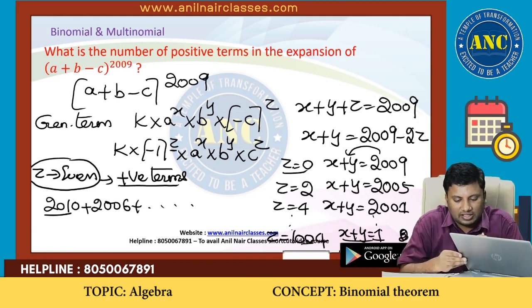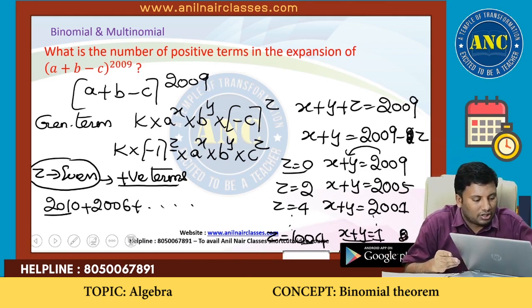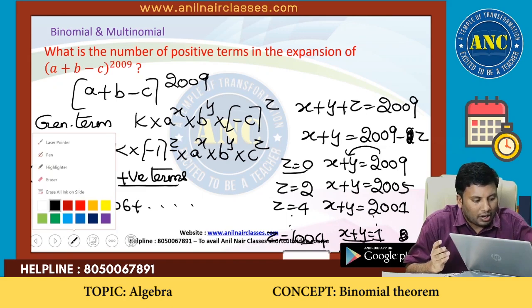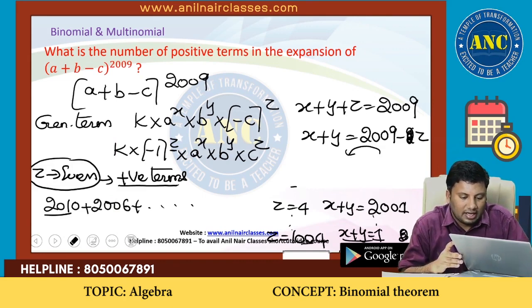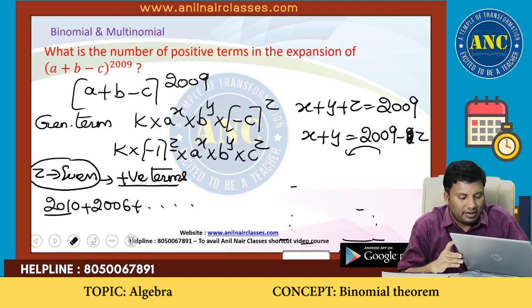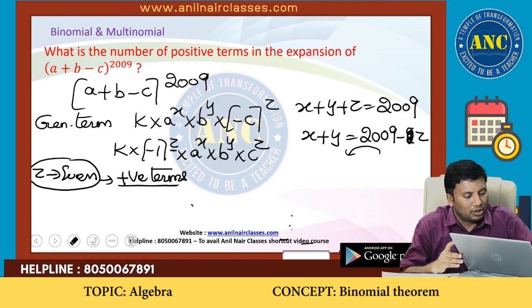2009 minus z. Now I understood the mistake, sir. I hope it is clear. There is a small calculation mistake. It is z. For z, I should give even values. I hope you have understood.